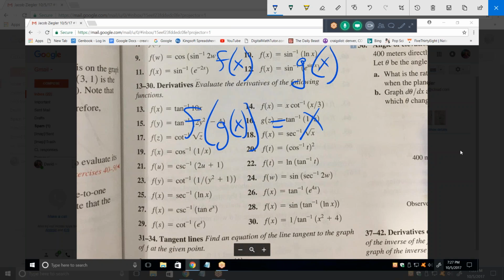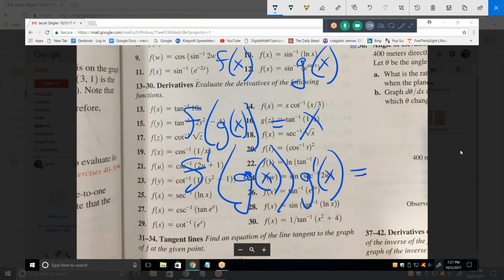Now, differentiate both sides. What do you get? f prime of x and g prime of x. Hold on. You get f prime of g of x. That's the derivative of the outside. Times g prime of x. That's the derivative of the inside. And that's just the left side of the equation. What's the right side? 1. Okay.